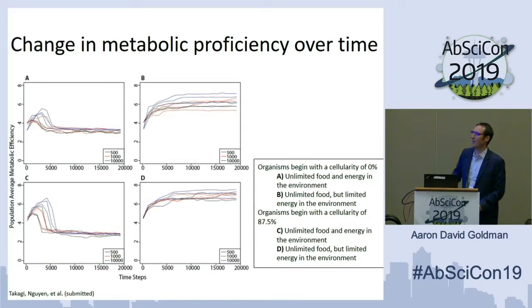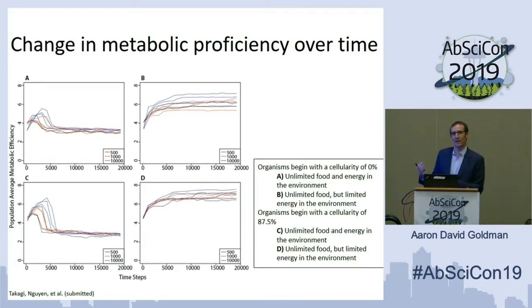So in every scenario where we limited the amount of energy in the environment, organisms had to process food to get energy. That's panel B and D, and in all of those cases, the metabolic proficiency increased over time. But in every case where we gave them unlimited energy, metabolic proficiency did not increase in the population, so they settled at basically the random value, or the value of a randomized genome.